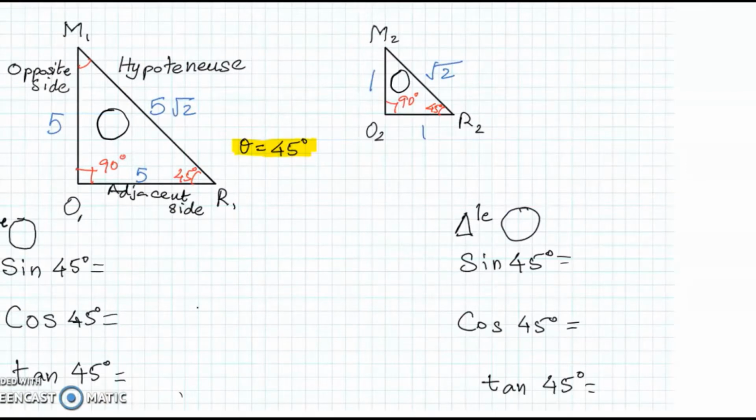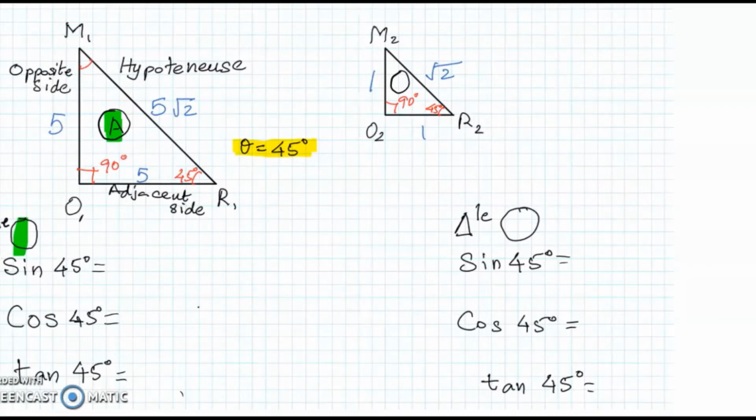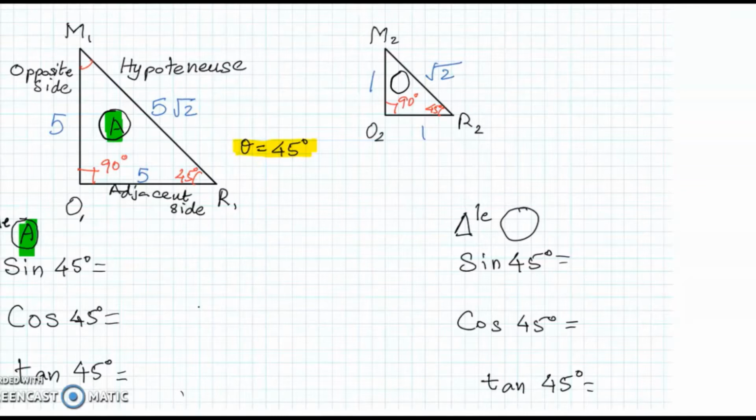Let us consider a triangle A, and this triangle A has 45 degrees at R1. So in other words, our theta here is 45 degrees. Now if we have to calculate sine theta for triangle A, we know that theta is 45 degrees. So we're going to replace theta with 45 degrees and call it sine 45 degrees.